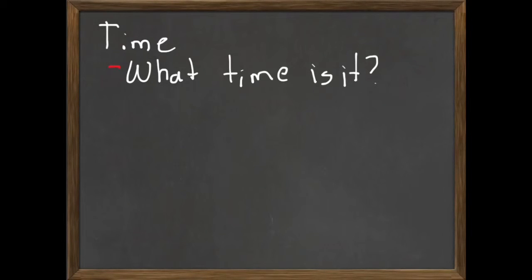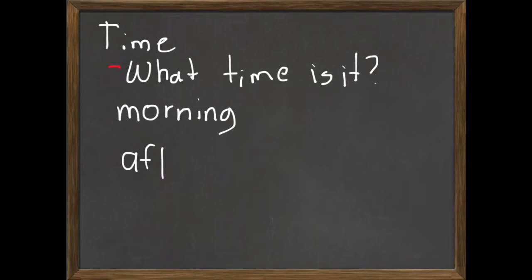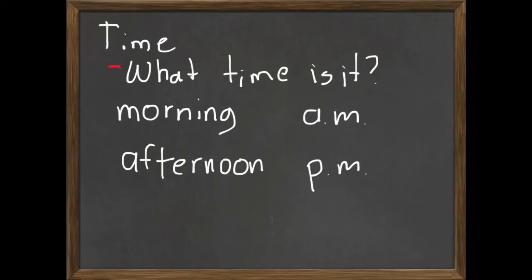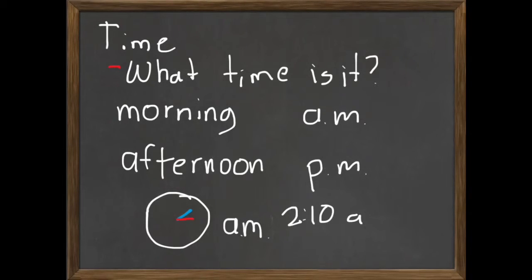We can also specify if the time is in the morning or in the afternoon. Generally, by adding AM or PM after the time. So if it's morning and it's 2 or 3, we'd say it's 2:10 a.m., which is in the morning, almost past midnight.